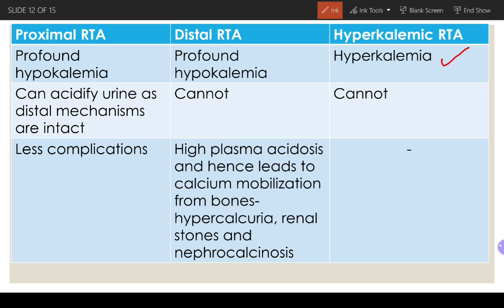So the urine is technically supposed to remain alkaline, but in proximal RTA, there's still a possibility of the urine being acidified because the distal mechanisms are still intact. So when the urine passes to the distal convoluted tubule, the distal tubule is completely all right. So there is active H plus secretion going on. So this can acidify the urine.